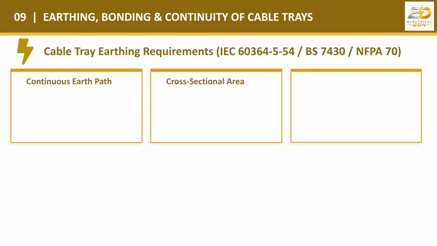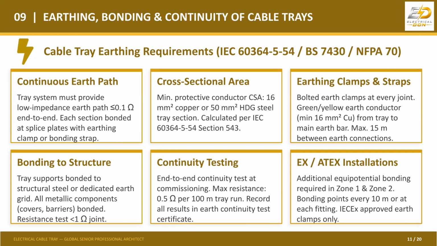Cable tray earthing and bonding requirements ensure safety and system continuity. A low-impedance continuous earth path must be provided, with proper sizing of the protective conductor cross-sectional area. Earthing clamps and straps are used at joints, and all metallic components must be bonded to the structural earth grid. Continuity testing and specific requirements for EX/ATEX installations are also detailed.